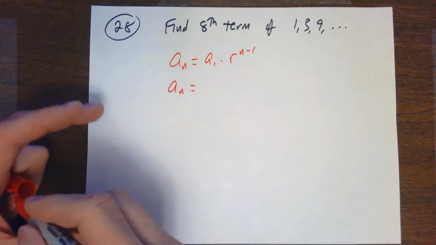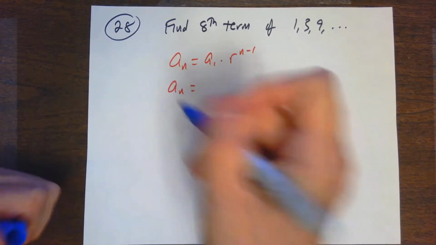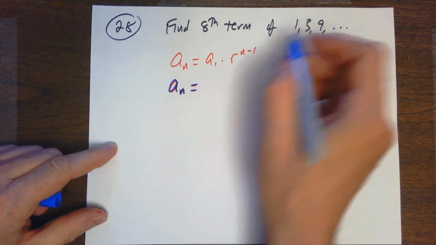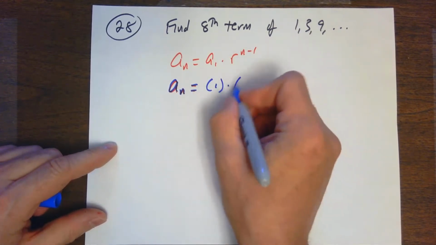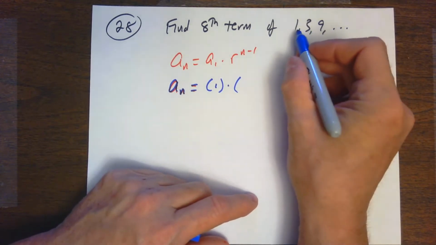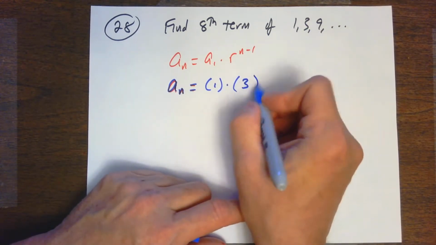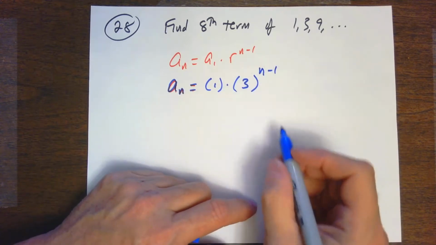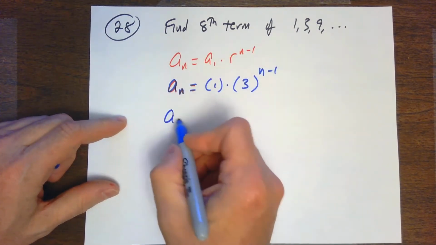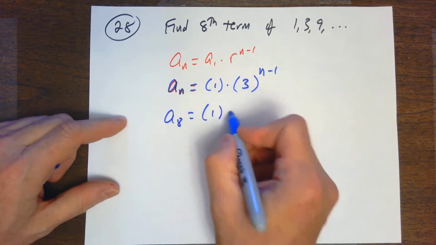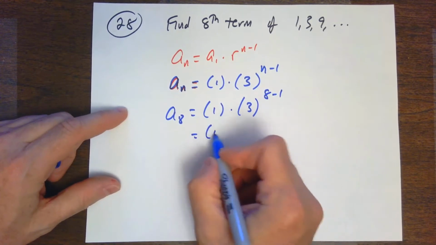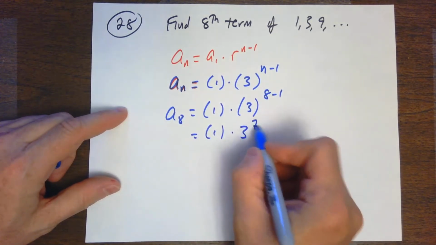So a sub n, let me use a different color for the work. A sub n equals a sub 1, the first term, which is 1, times the ratio. What's the ratio here? What am I multiplying any term by to get the next one? 3 to the n minus 1. So there's my formula. So if I want to find the 8th term, a sub 8 is going to be 1 times 3 to the 8 minus 1, which is 1 times 3 to the 7th.